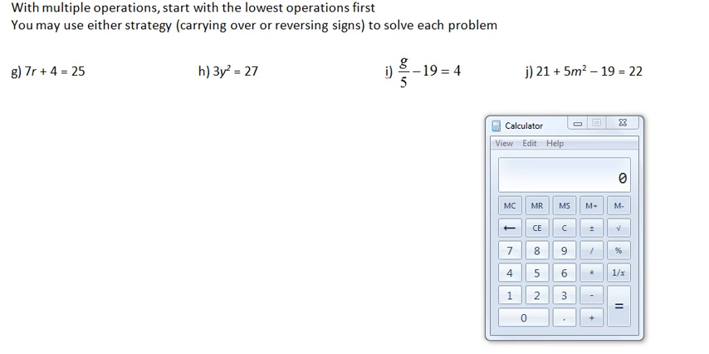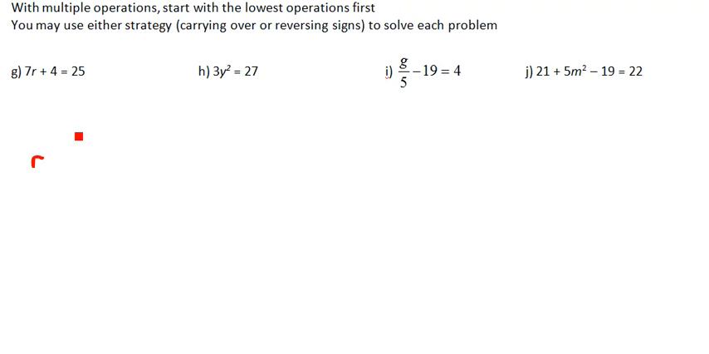Now, more complicated examples when solving by inspection is when you have multiple operations in the same question. So if we look at this first one, 7r plus 4 equals 25, let's look first at how r was created. Well, r, my variable, has two operations happening to it. It's being multiplied by 7, and it's also being added by 4. According to BEDMAS, the first operation to have occurred was a multiplication. So if I put it in a box, I multiplied it by 7 first.